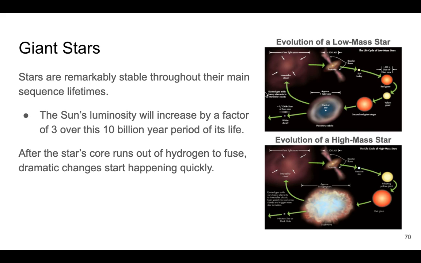So here's the key idea: after the star runs out of hydrogen to fuse, which is what makes it a main sequence star, it's going to start going through changes, and those are going to start happening relatively quickly. We had a very nice, long, steady run on the main sequence, and now that we get to the next stages, things are going to get weird, and they're going to change real quick.